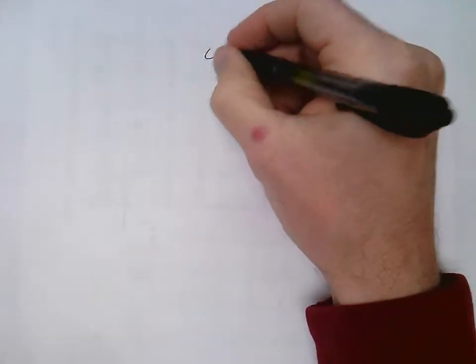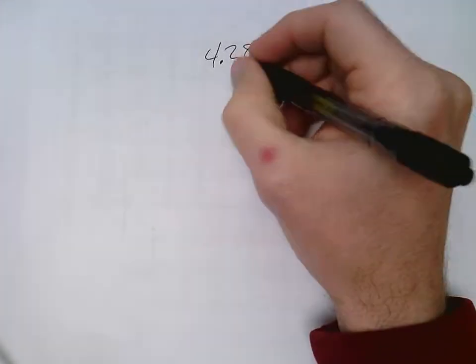We're going to talk about reading decimal numbers out to the thousandths place. Now, any decimal that goes out to the thousandths place means there's 3 decimal places. So this one here, for example, says 4 and 281 thousandths.